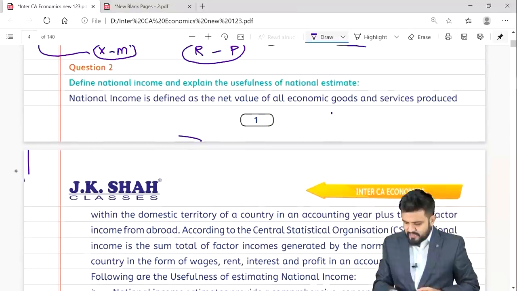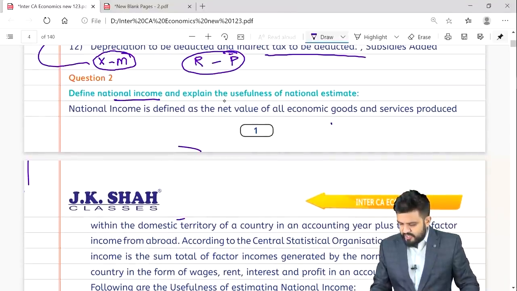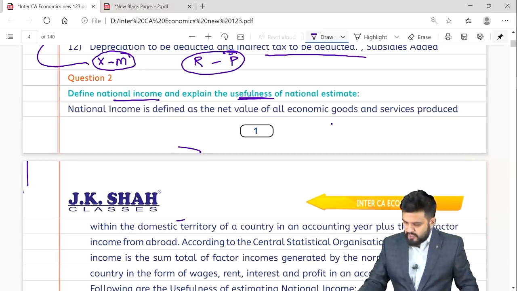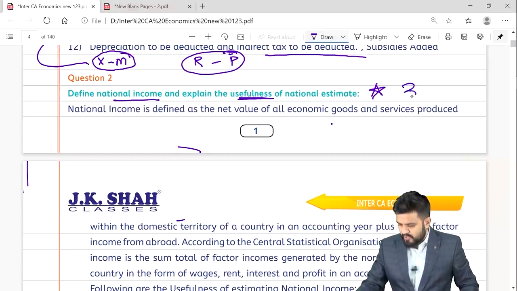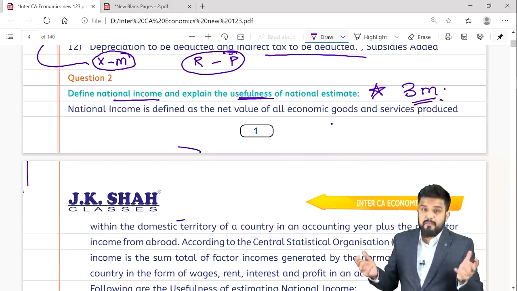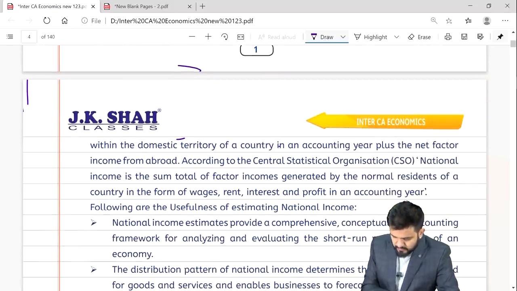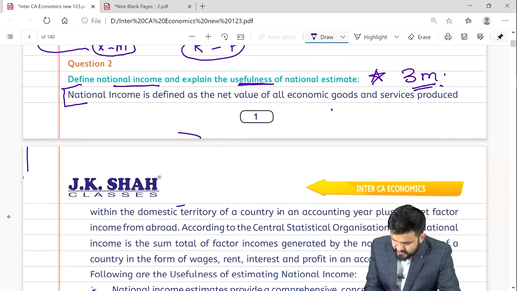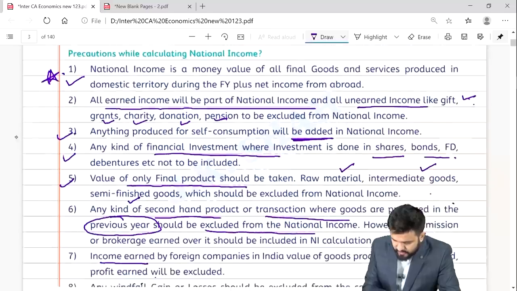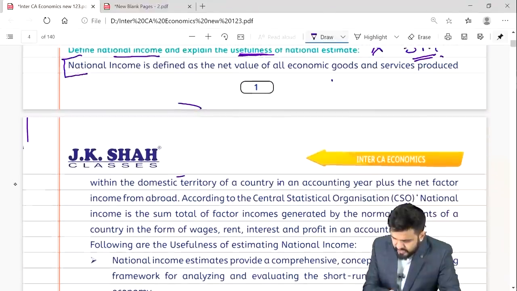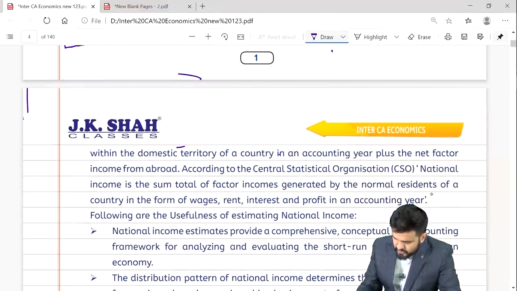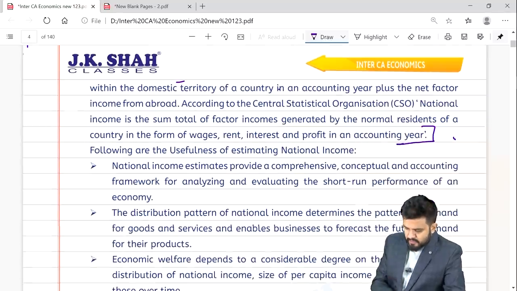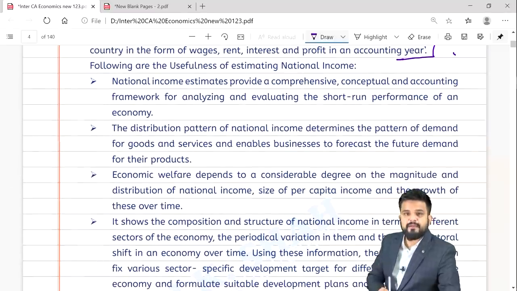So moving ahead, next is national income, and explain the usefulness of national income. This question looks important. May come for 3 marks. So as I told you, support your answer with a meaning or a definition. They have already given it, students. It's the net value of all economic goods and services. So till here, it is a meaning or a definition, you can say. For 3 marks, support your answer with that.